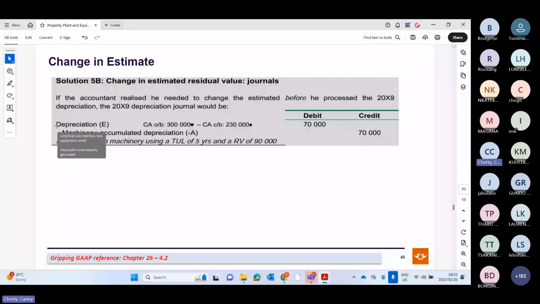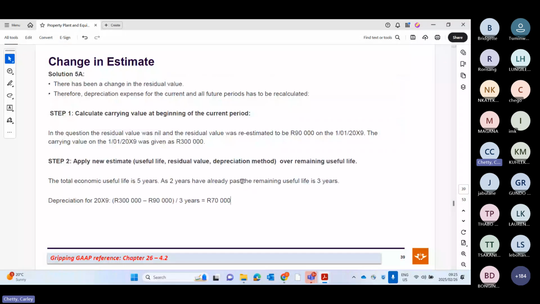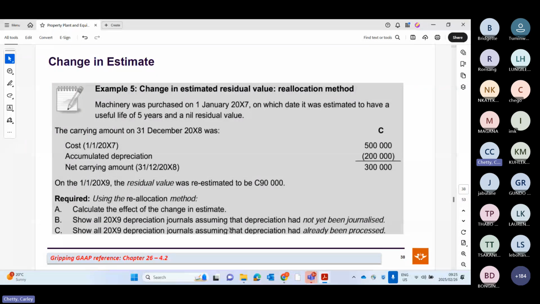So this is the journal that the accountant would need to process based on that new estimate. Now, what happens if the accountant had already processed the depreciation based on the old estimate, but now the residual value changed? Based on the old estimate, the accountant would have gone 500,000, which is the cost, divided by 5 years, which gives 100,000 Rand depreciation.